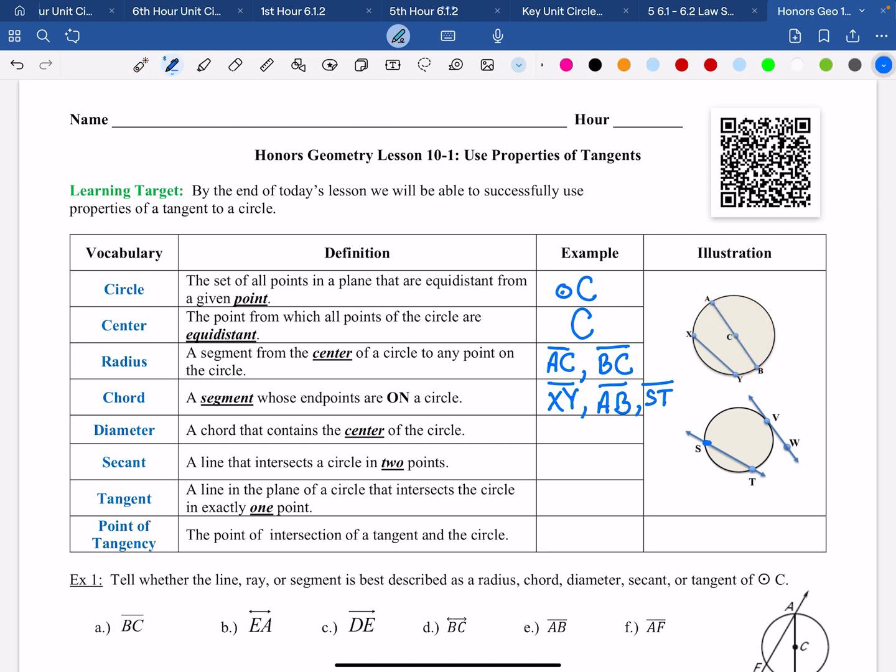Okay. All right. So if I said identify a diameter, the only one that is given is AB. And you only use two letters to name a segment. Do not put that C in the middle.